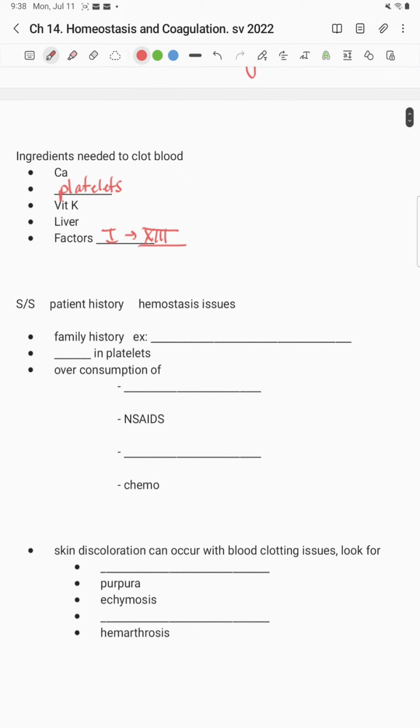Okay, signs and symptoms, patient history and homeostasis issues. So do they have a family history, for example, hemophilia? Do they have a decreased number in platelets? Are they over-consuming certain medications such as aspirin, NSAIDs, anticoagulants? Are they undergoing chemo? Because these are going to influence homeostasis.